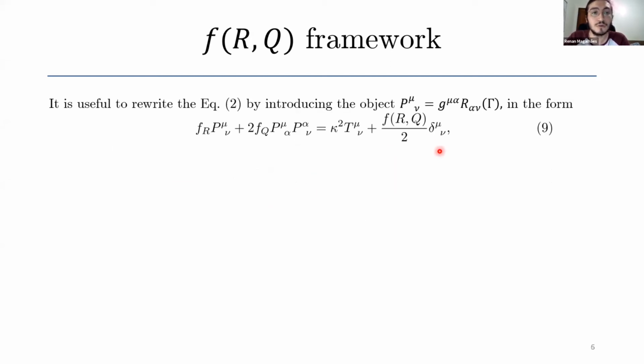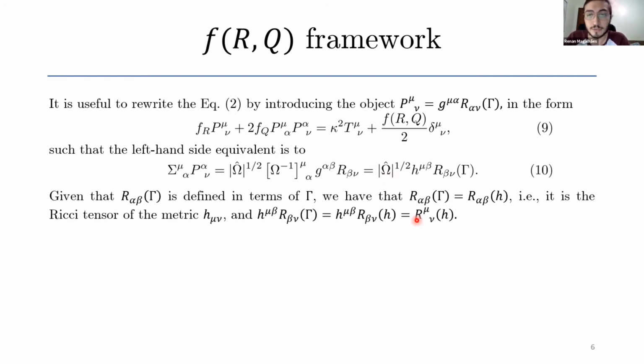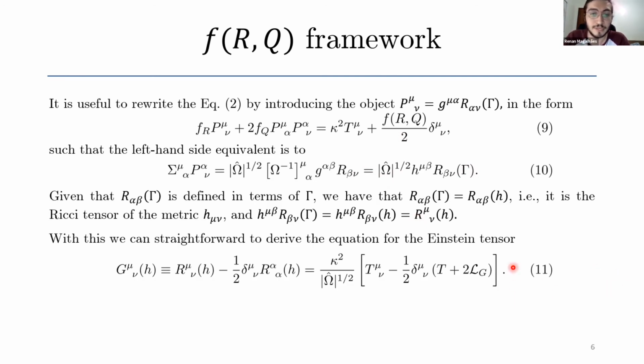We can also rewrite the metric equation, introducing this contraction between the space-time metric and the Ricci tensor, to obtain equation 9. The left-hand side of this equation basically depends on the Ricci tensor of the auxiliary metric times the square root of the determinant of the deformation matrix. Using this structure, one can derive the Einstein tensor for the auxiliary metric, given by this equation here.